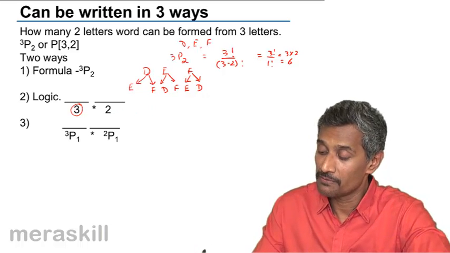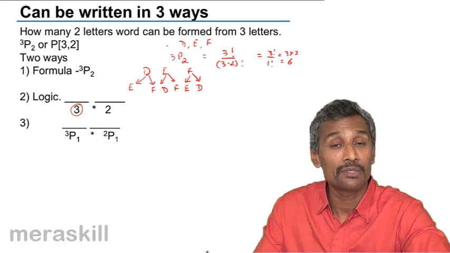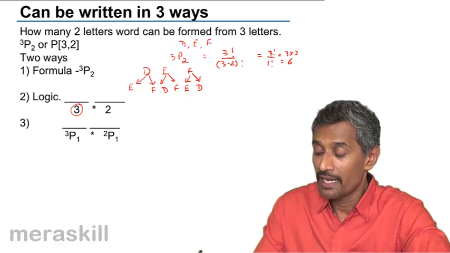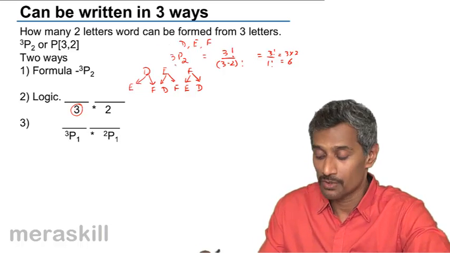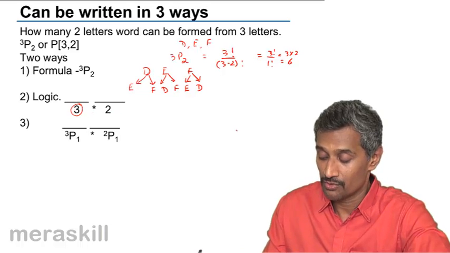So you're picking up the first letter in three different ways and arranging that way, and the remaining two letters can be picked up in two different ways and arranged, hence 3 into 2.